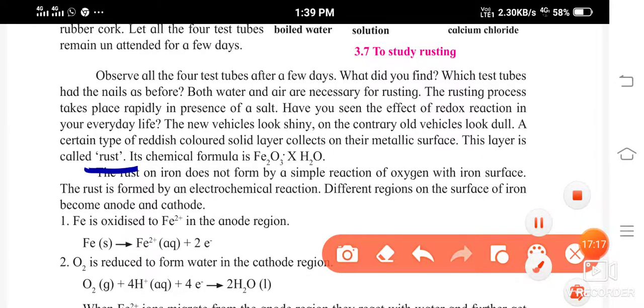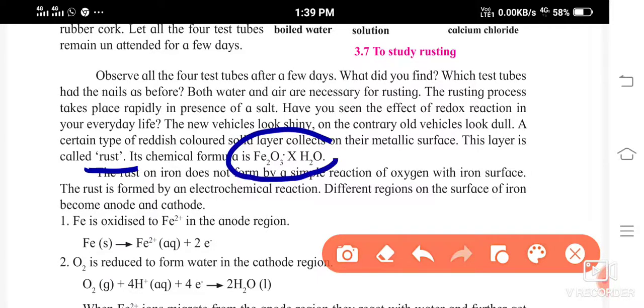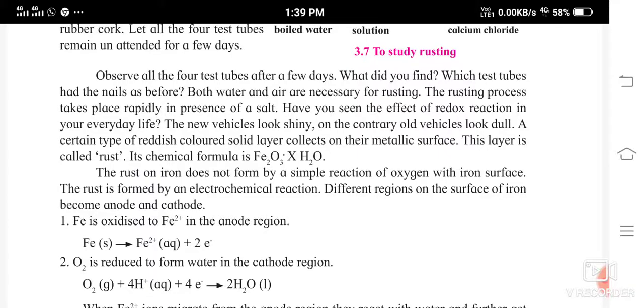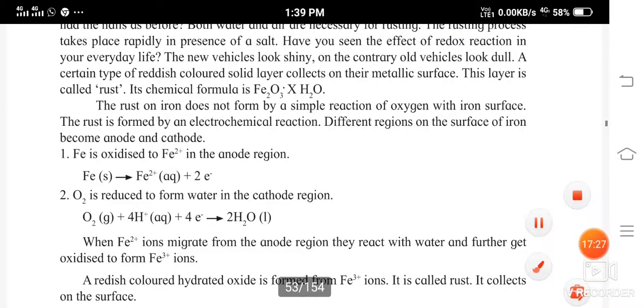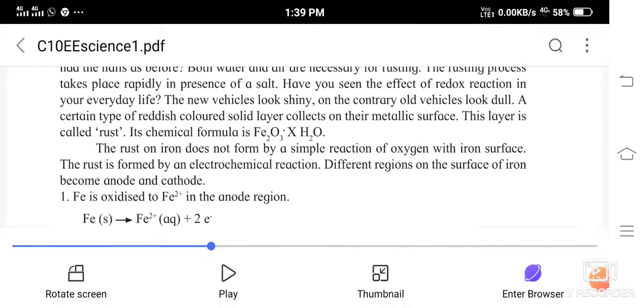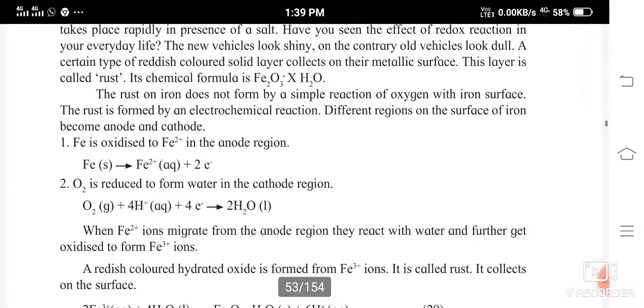Now the chemical formula given for rust is Fe2O3.XH2O. Now this formula of rust, you learn it immediately. You get this for optional questions, 1 mark questions and all. Very important this is. Learn the formula of rust immediately, that is Fe2O3.XH2O.